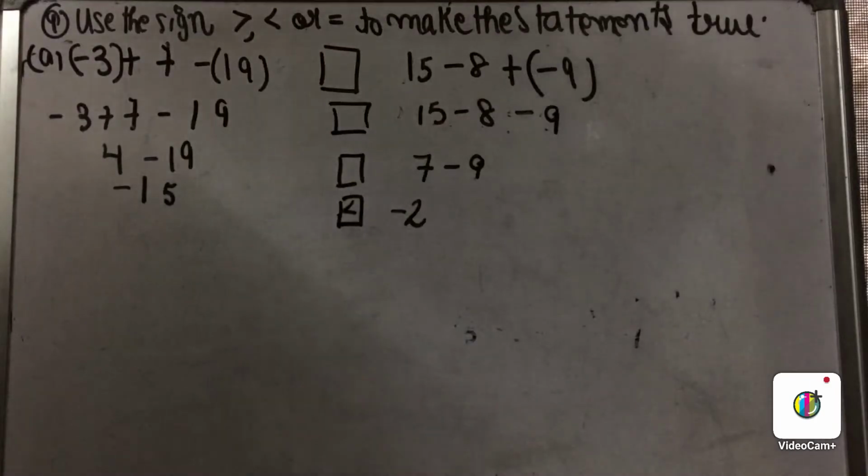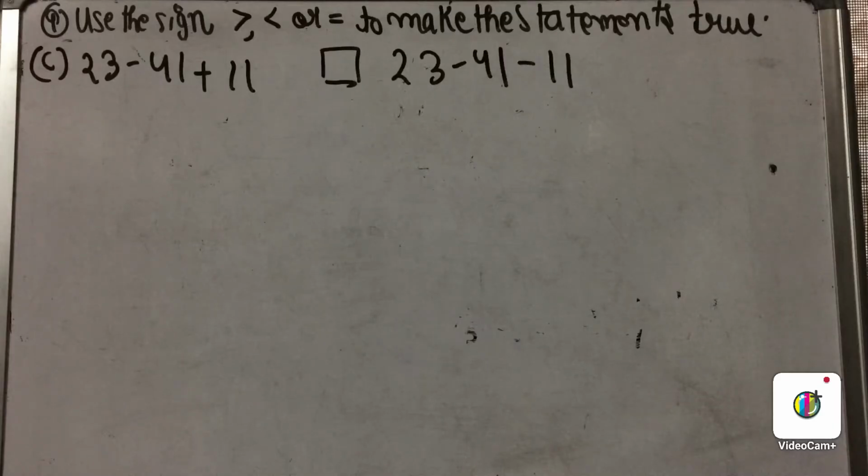So now let us move to our next part. What is our next part? It is 23 minus 41 plus 11 as compared to 23 minus 41 minus 11.